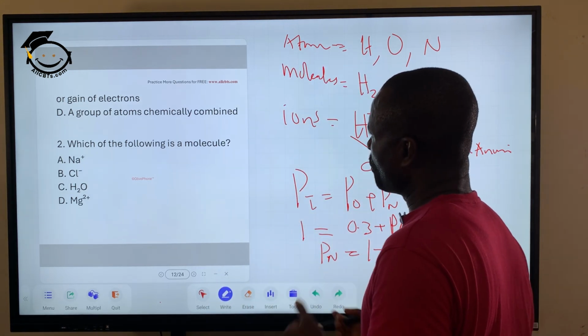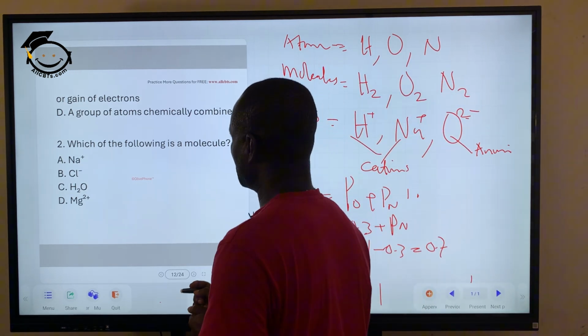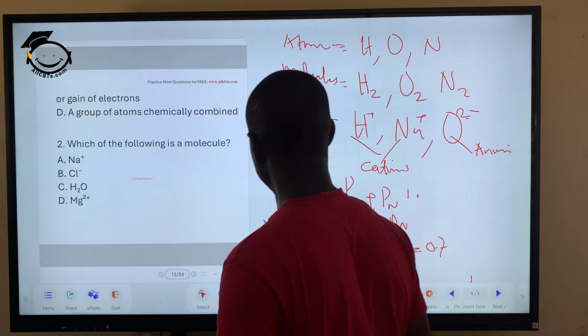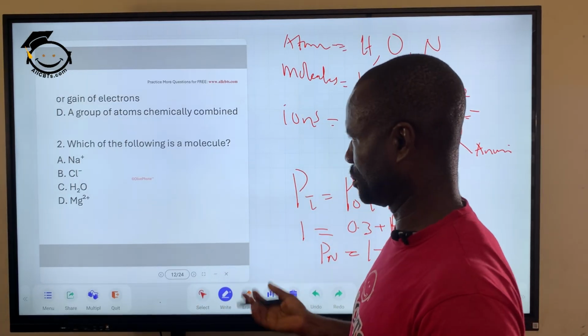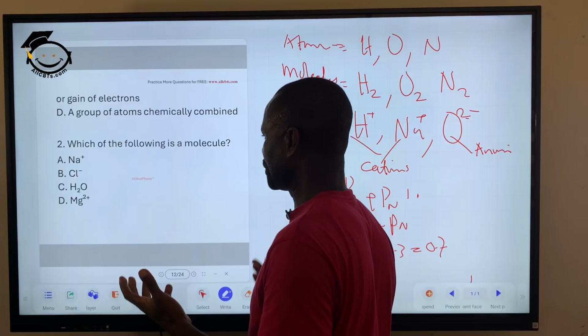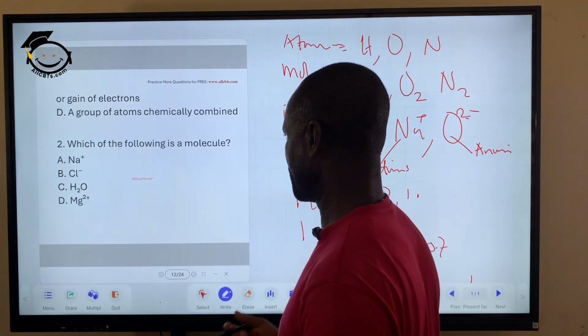Number 2, which of the following is a molecule? We just explained to you that a molecule is a multiple of atom. A combination of 2 or more atoms makes up a molecule.